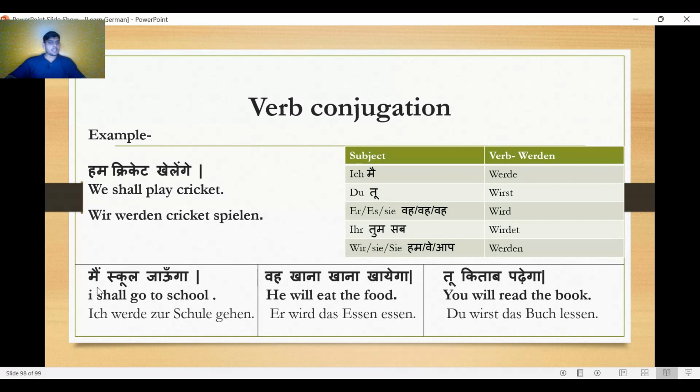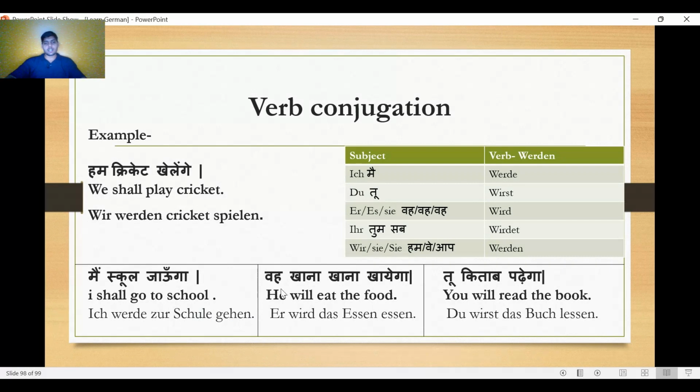The next one is मैं school जाऊंगा. In English, I shall go to school, but in German, ich werde zur Schule gehen. Gehen means जाना. So according to the rule, the main verb always comes after the object if there is an auxiliary or a helping verb available.